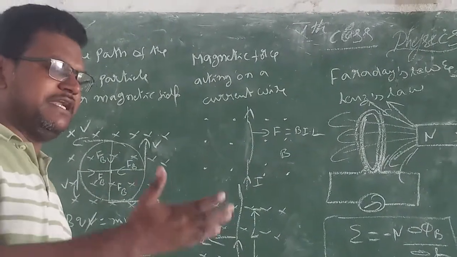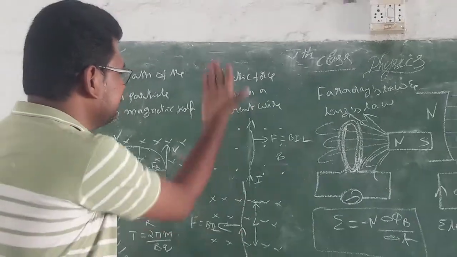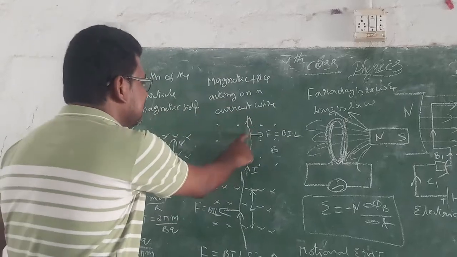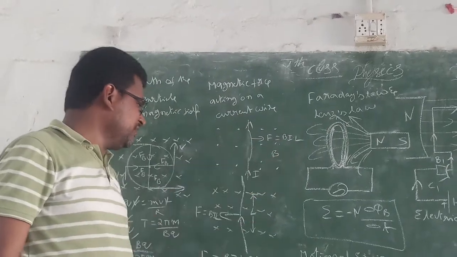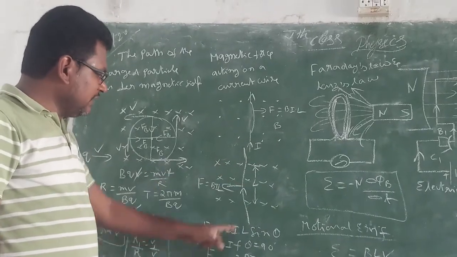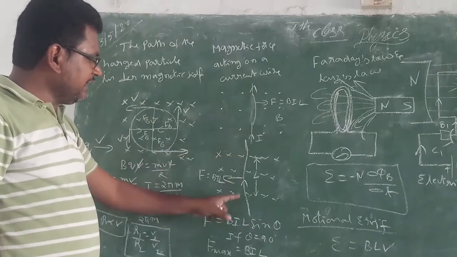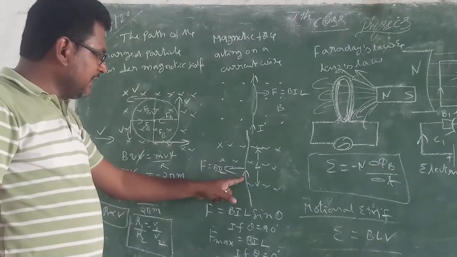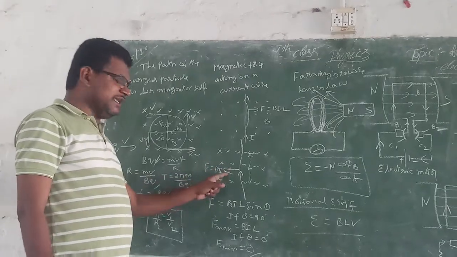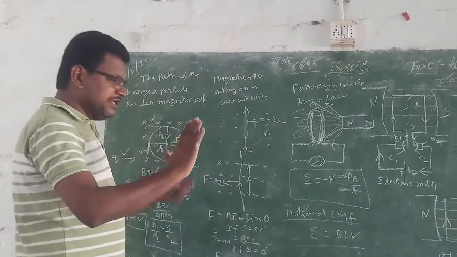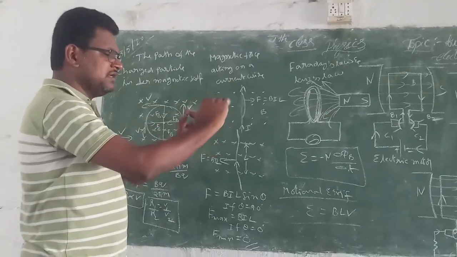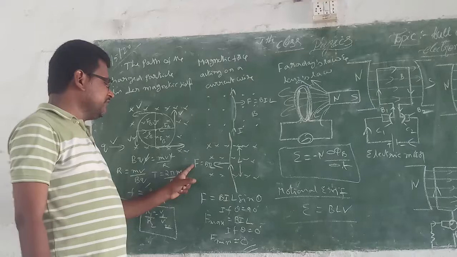For this use the right hand thumb rule: take the fingers of the right hand in the direction of current and curl them in the direction of the magnetic field, then the thumb represents the direction of magnetic force. F is equal to BIL. Here there is a uniform magnetic field into the plane, and the current is flowing in the upward direction in the wire. So a current carrying wire here experiences the maximum magnetic force in this direction. To know the direction, we use the right hand thumb rule.